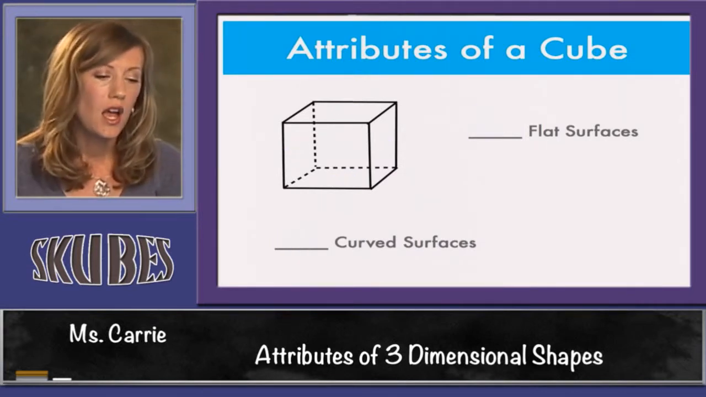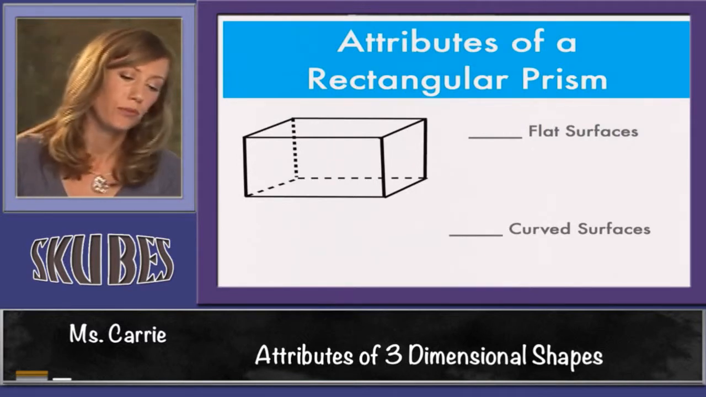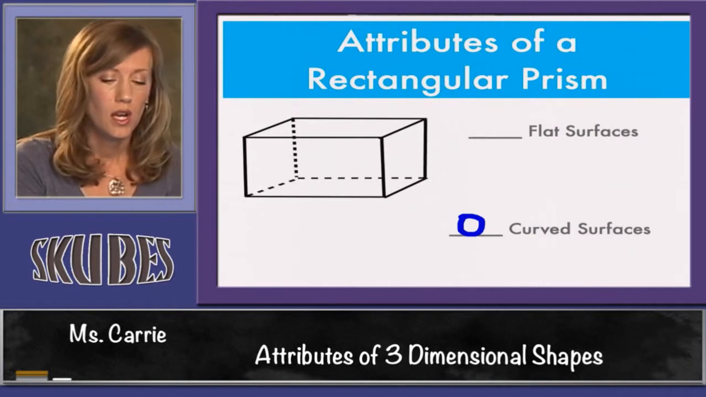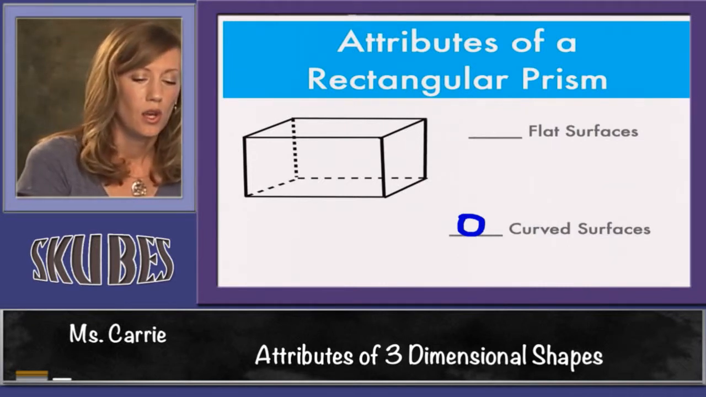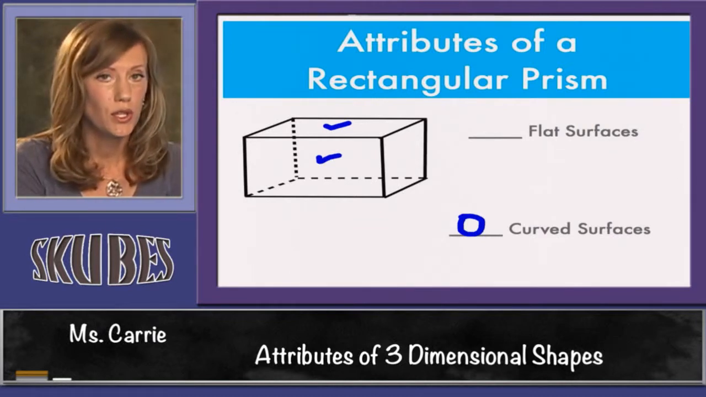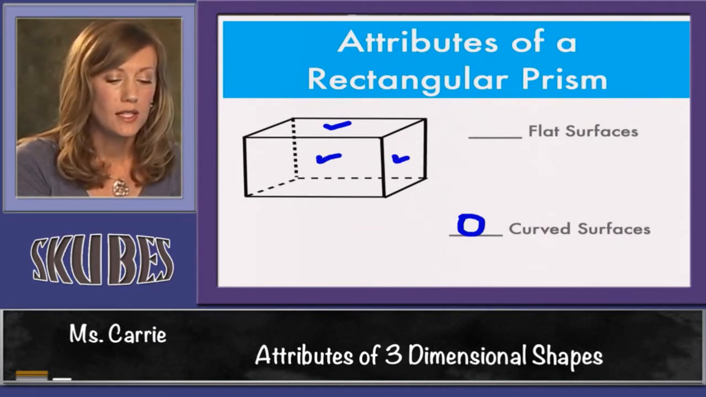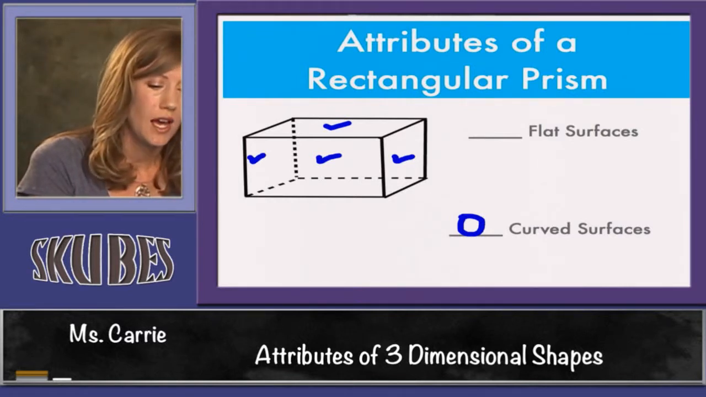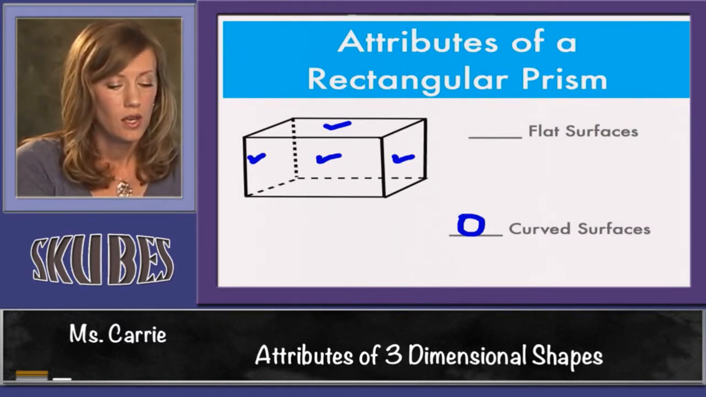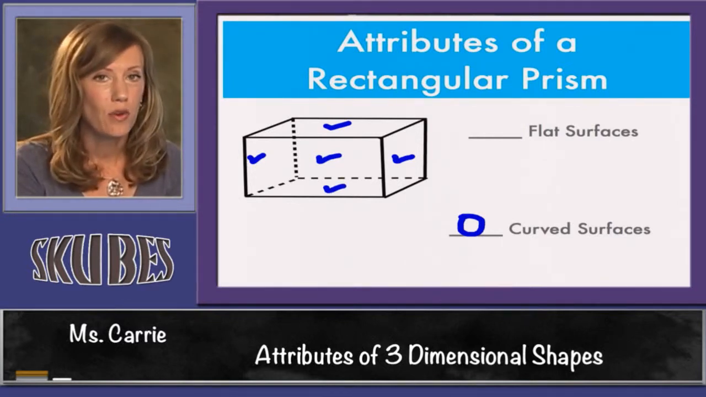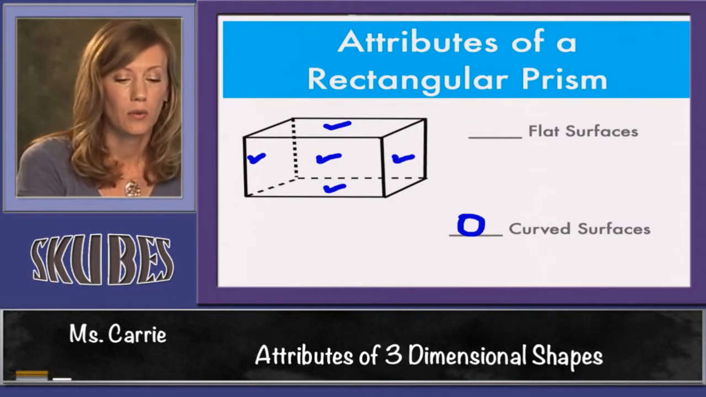Let's look at a rectangular prism. I don't see any curved surfaces, so I'm going to put 0. Let's count up the flat surfaces. Well, we have the one on the top. We have the one in the front. That makes 2. We have the one on the right side. That makes 3. Then you have to have one on the left side. That makes 4. You have the one on the bottom. That makes 5. And then you have the one in the back again that we can't see. That makes 6.